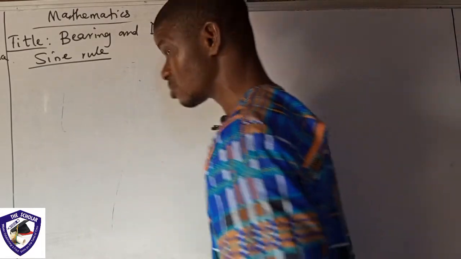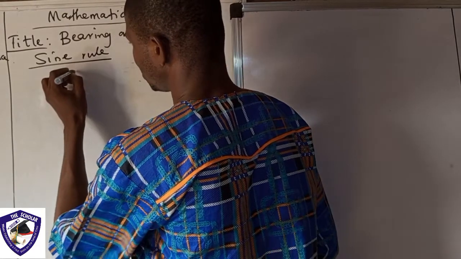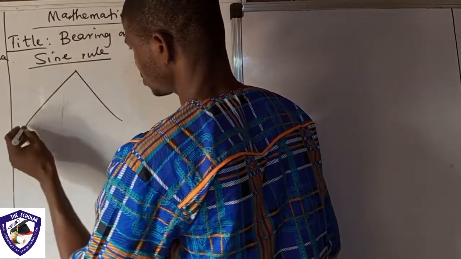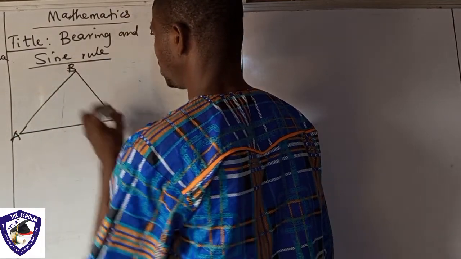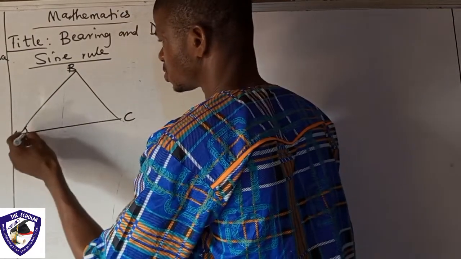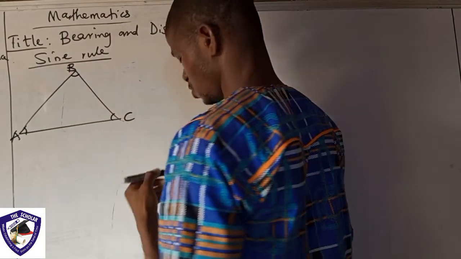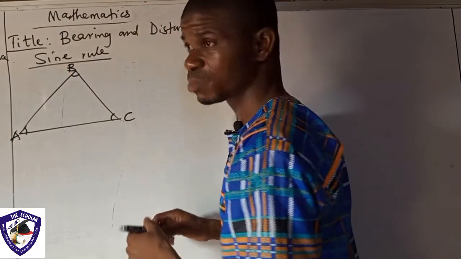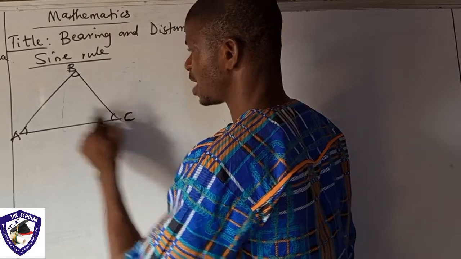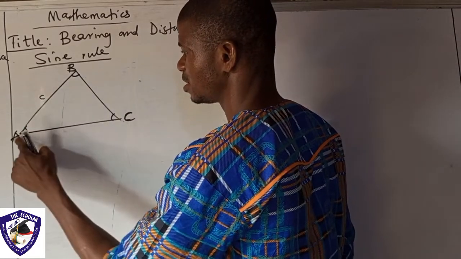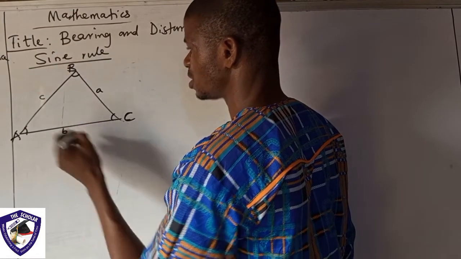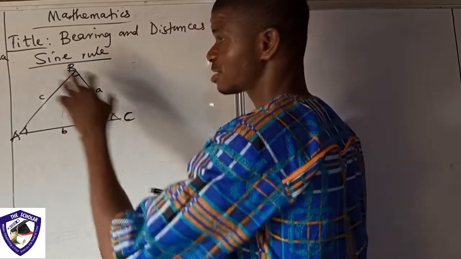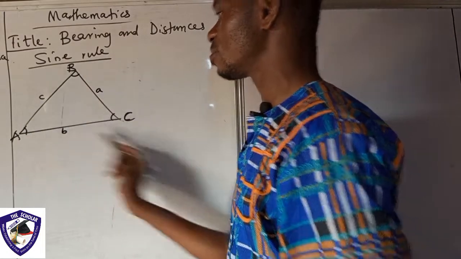So when you talk about sine rule, given triangle ABC, these are the angles, while the sides are represented with what? Small letters. So if this is C, the side opposite C is small letter c, the side opposite A is small letter a, and the side opposite B is what? Small letter b. So in any triangle of this nature, you must have the angles and the sides.